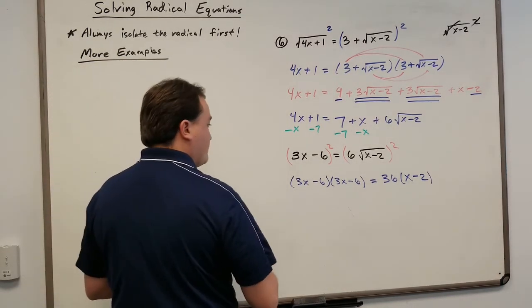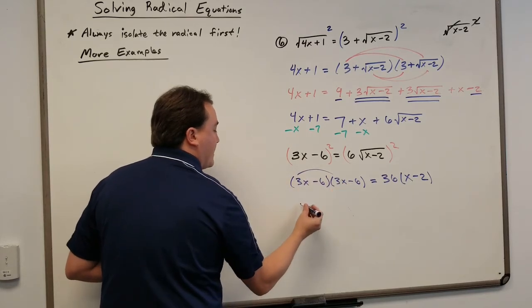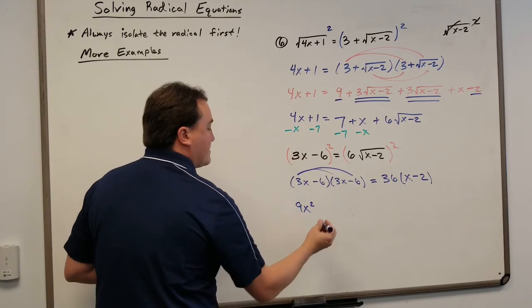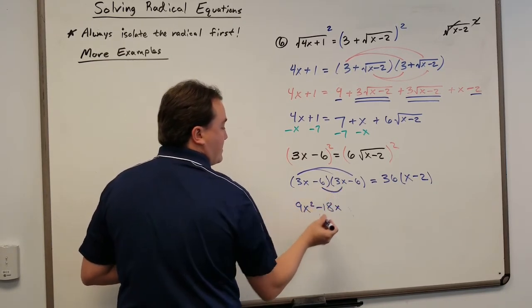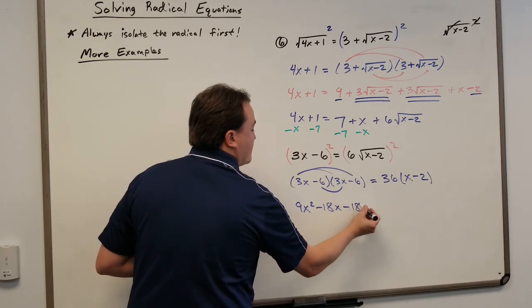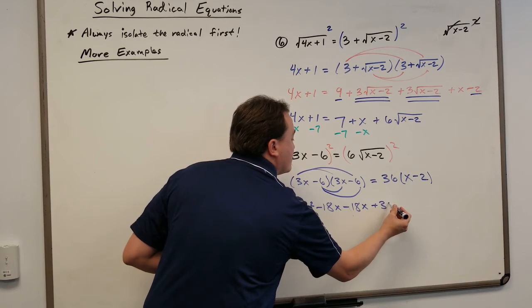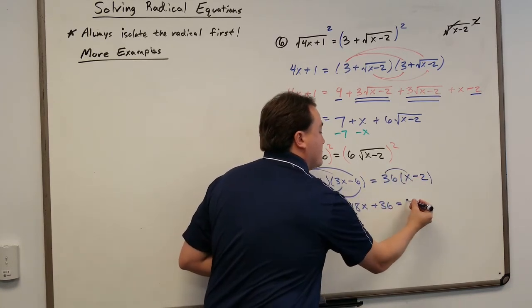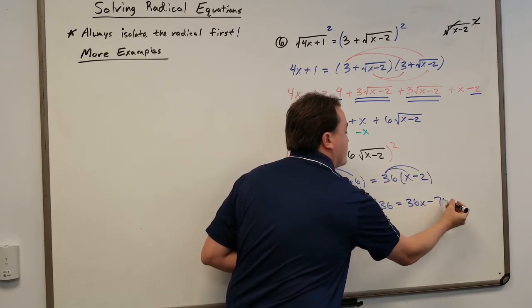So we FOIL and distribute. We get 3x times 3x is 9x squared. 3x times negative 6 is negative 18x. Minus 6 times 3x is negative 18x. Negative 6 times negative 6 is positive 36. Equals 36 times x. And 36 times negative 2 is negative 72.